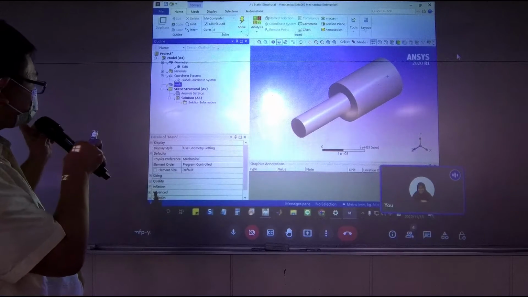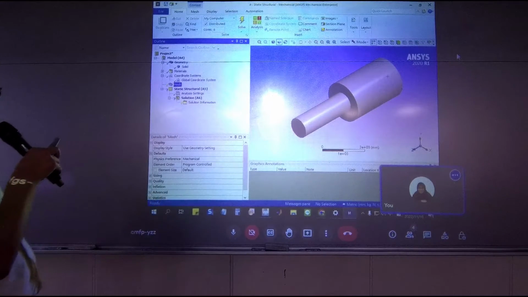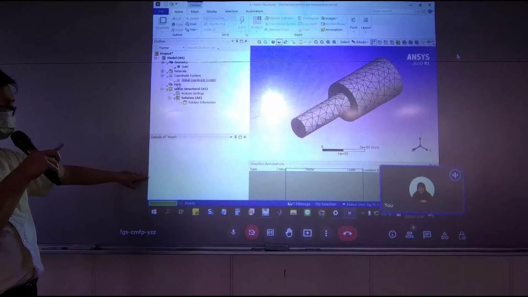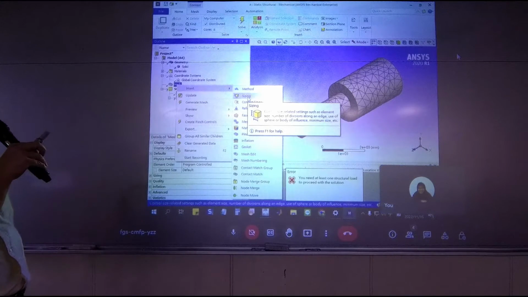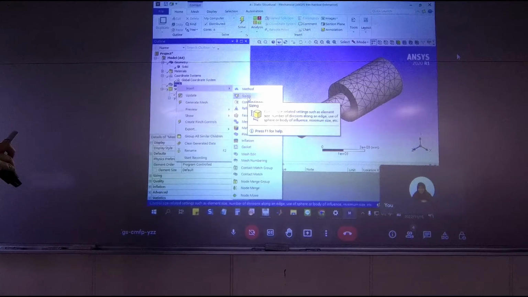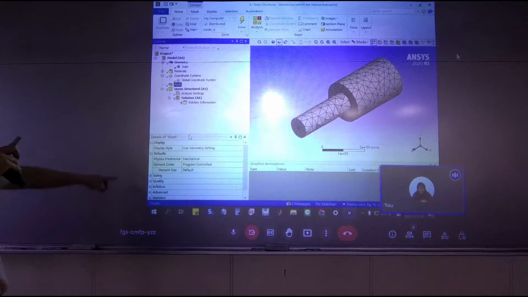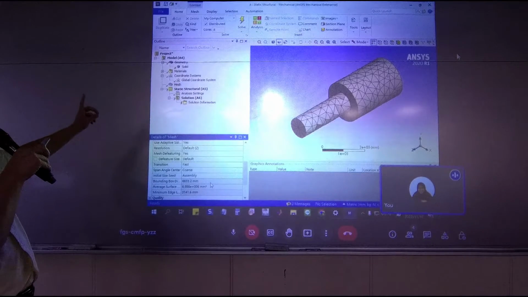So what is the property for mesh size? Can you show us? Sizing. I think it's sizing. And here we can insert the sizing to set the size. So what is default? Default, can you look at the left lower? Yes, over here. So let me see.